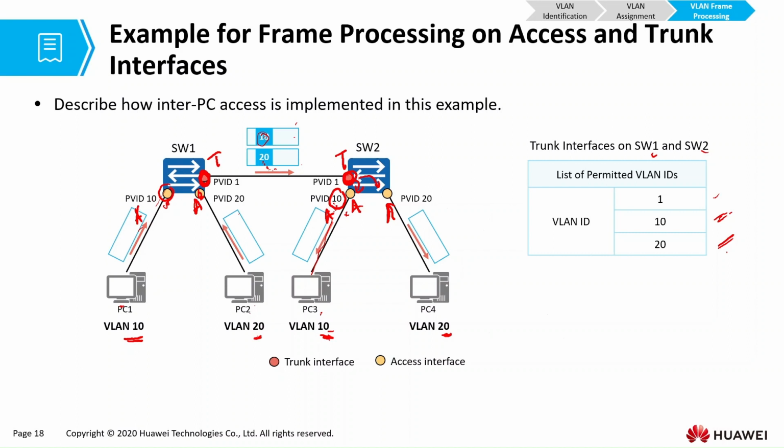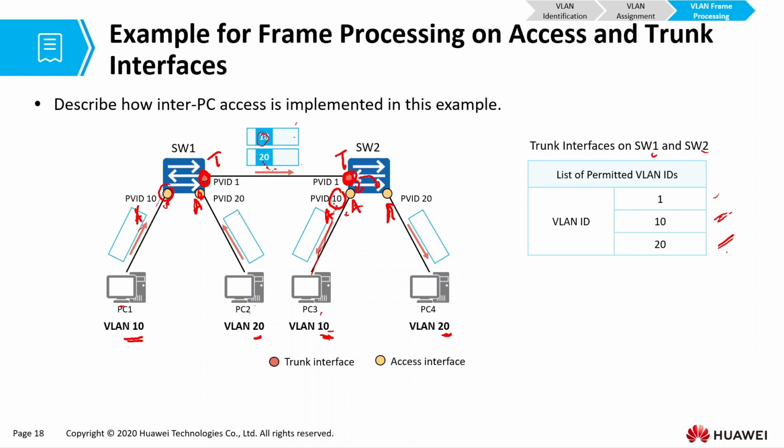But my PVID is 20. So on the access interface, they were going to discuss this one. No, it forwards to PC4, but they check that this 20 is the same as my PVID. So they untag it and then forward to PC4. This is the whole idea of how it works in a real-world scenario.